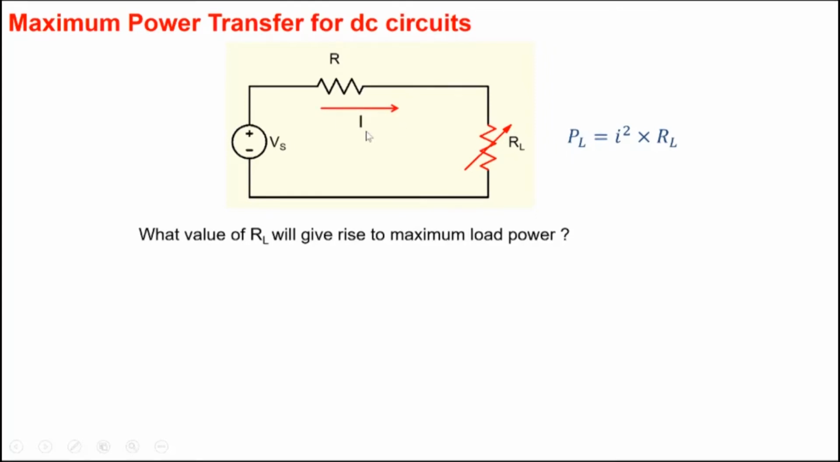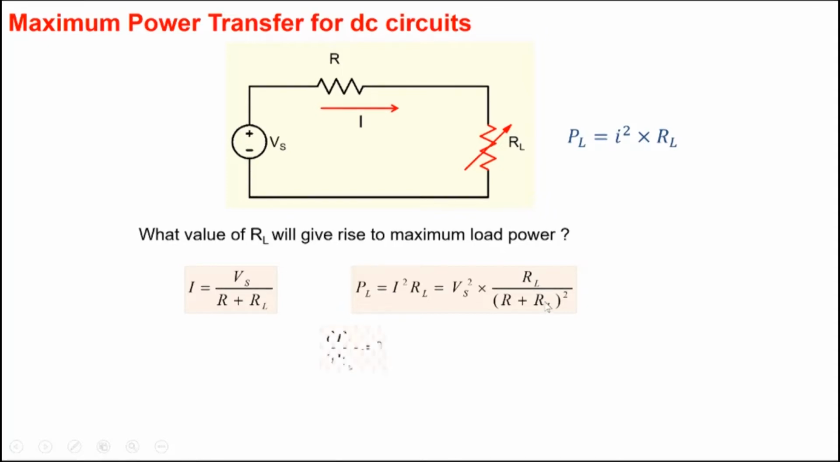So the current here is I, and since it is a simple single loop circuit, I will be equal to Vs by R plus RL. Power is I squared times RL. So we can substitute this expression here, and we see PL depends on RL. RL is in the numerator, as well as RL is in the denominator, and that's where if you try to increase RL, PL tends to increase because of this term, but it tends to decrease because of this term.